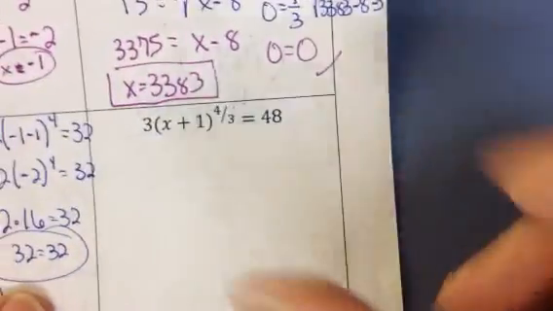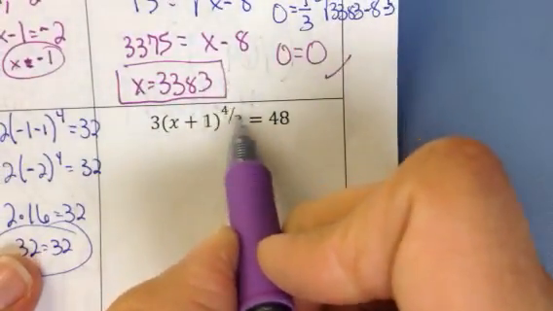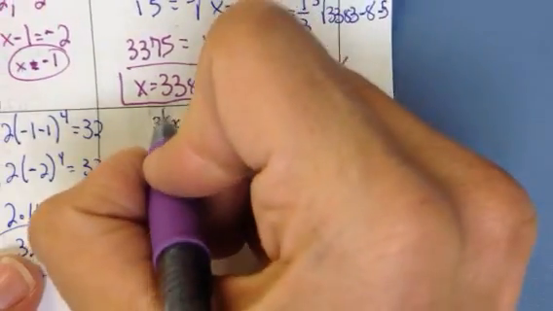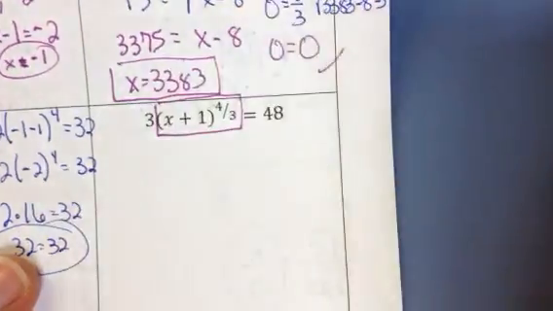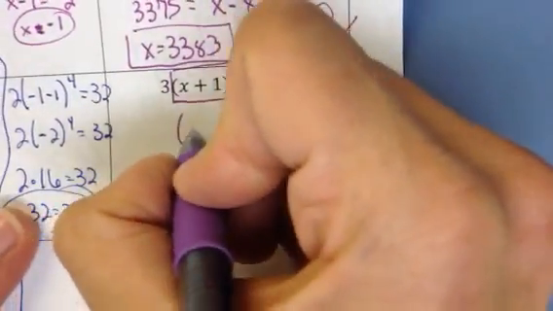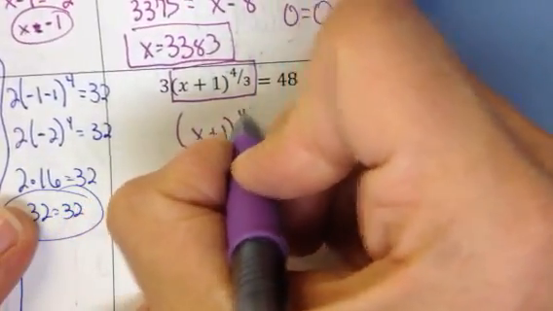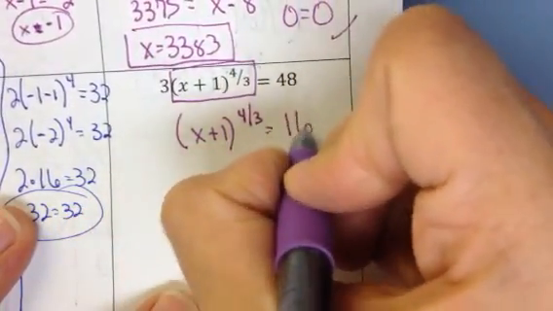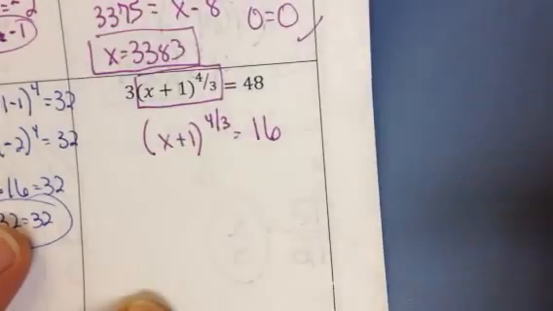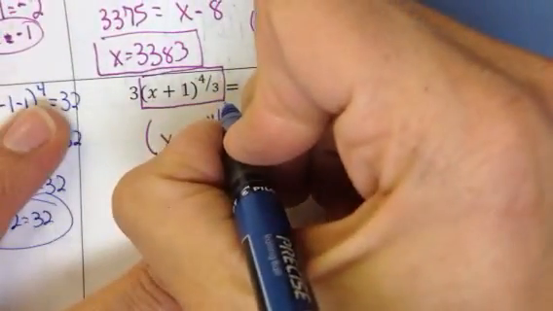And the last problem. I need to isolate the radical. This is like a radical, so they're just writing it as a rational exponent. So to isolate it, I'm going to divide by 3. And that's going to give me 16 over here. And now to get rid of the exponent, I'm going to use the exponent's reciprocal.